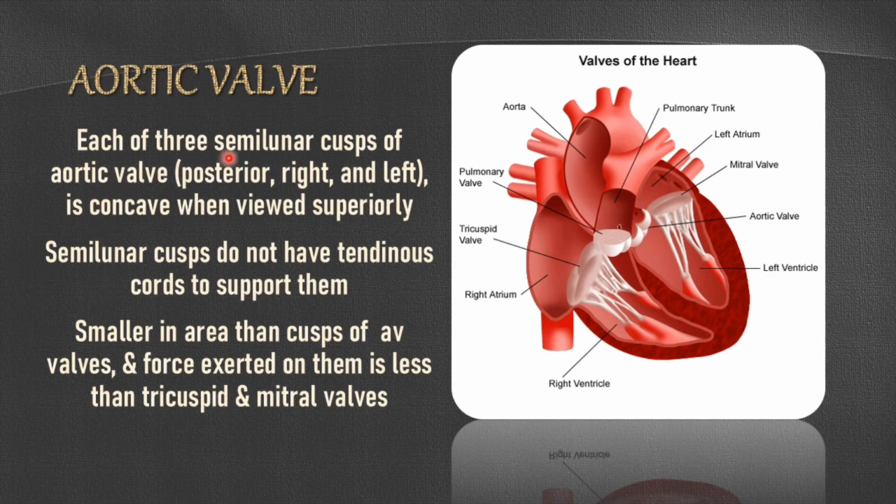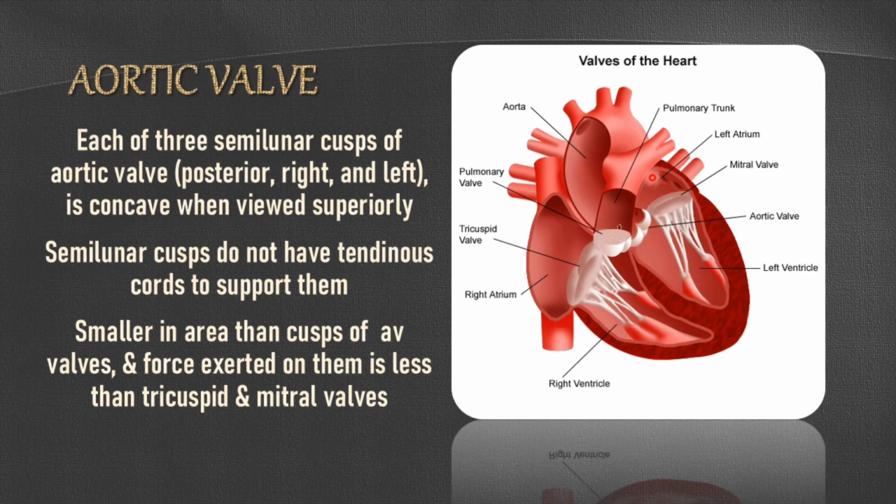Now each of the three semilunar cusps of the aortic valve: posterior, right and left. So this is the posterior, this is the right, and this is the left cusp, and each is concave when viewed superiorly. If you view them superiorly, they are sort of concave. You can see this is the concavity. If we see the superior view, remove these atria and vessels, these valves will be concave superiorly. They are bulging inside the left ventricle, right?